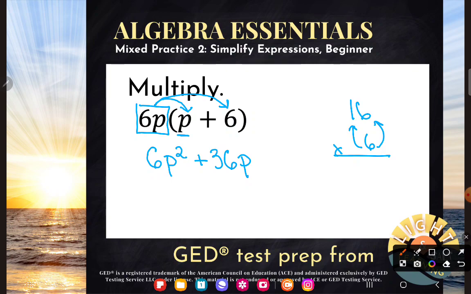And now, once again, don't get fooled and try to add. This is a p squared term. This is a plain old p term. They are not like terms, they cannot combine. The multiplication really was all I could do here. This is simplified: 6p squared plus 36p.